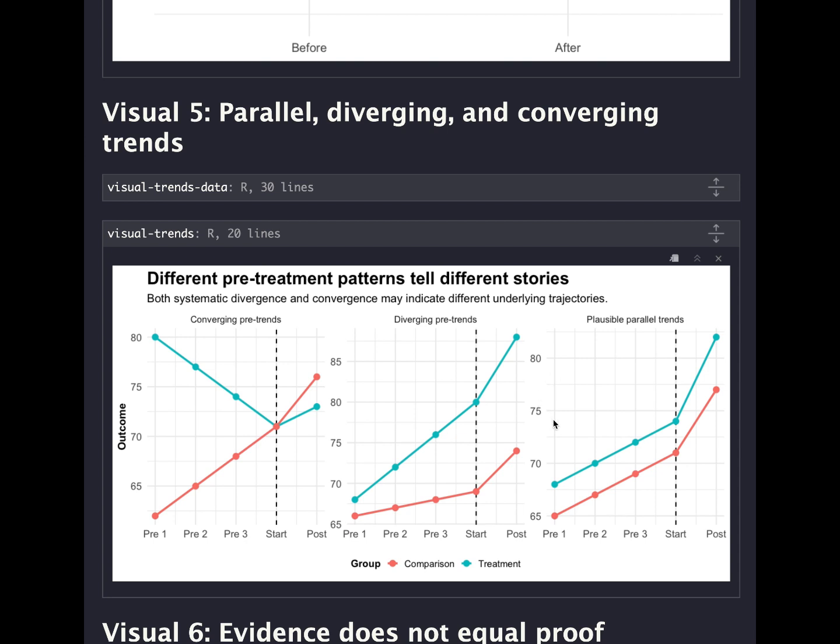Now, suppose the treated group was already improving faster before the program even began. The groups were diverging before treatment. A post-treatment difference might simply continue the earlier pattern. On top of that, convergent trends can also be concerning. Even though the groups are moving closer together, they're still following different pre-treatment trajectories. Whether groups are steadily moving apart or steadily moving together, the concern is the same. They may have been governed by different underlying trends before treatment.